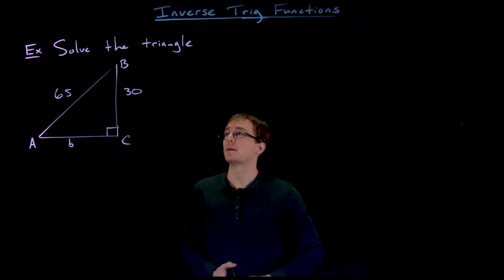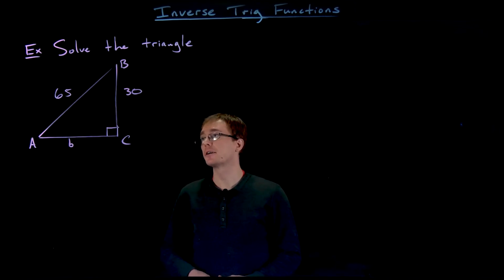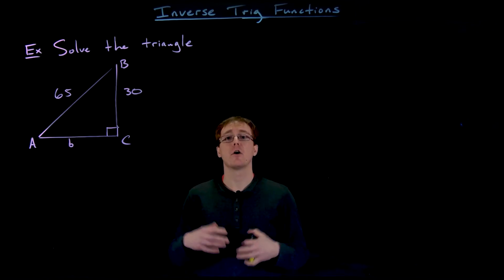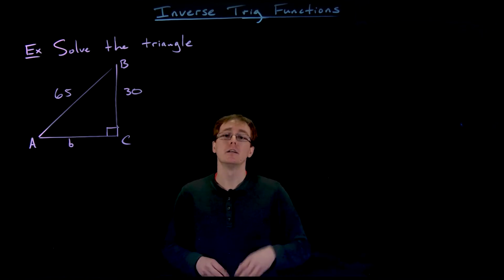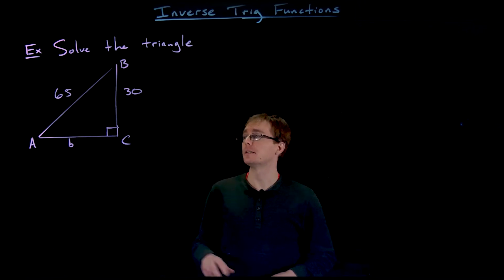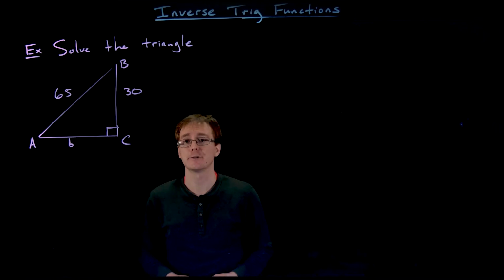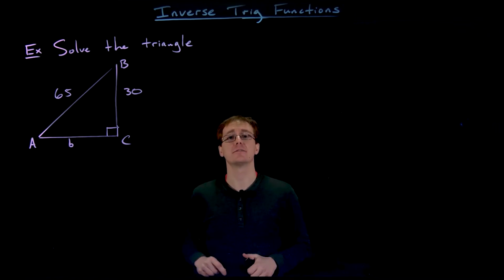Hello everyone. In this example, we were asked to solve the given triangle, and so we're given some pieces of information about this triangle, and we want to find out all the other pieces of information. So when we're asked to solve a triangle, it means we want to find all three side lengths as well as all three of those interior angles. So there's going to be 6 pieces of information we need to have in order to solve a triangle.